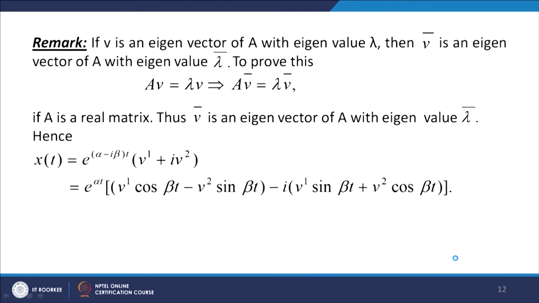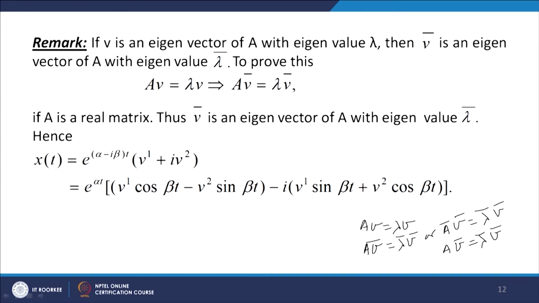Now, let us note the following: if B is an eigenvector of A with eigenvalue lambda, then B bar is an eigenvector of A with eigenvalue lambda bar, if A is a real matrix. So, AB equal to lambda B if you have, then we can see A B bar equal to lambda bar B bar. Now, A is a real matrix, so A bar is equal to A, so A B bar equal to lambda bar B bar. So, lambda bar is an eigenvalue of A and B bar is the corresponding eigenvector. So, if B is an eigenvector of A with eigenvalue lambda, and A is a real matrix, then B bar is an eigenvector of A with eigenvalue lambda bar.